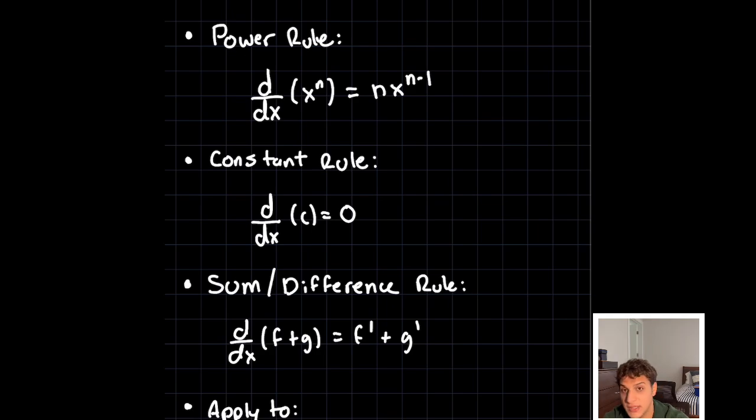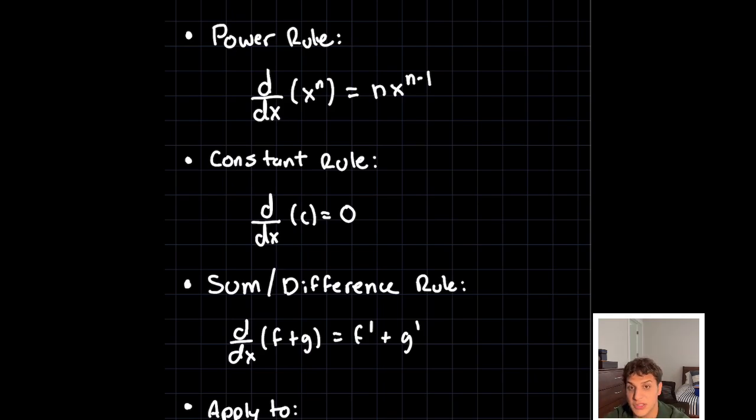The second rule is the constant rule, which says that constants don't change. So the derivative is always 0. So if they ask you, hey man, what is the derivative of 1 million? 0. What about 2 million? 0. A billion? 0. It's a constant. It will always be 0.